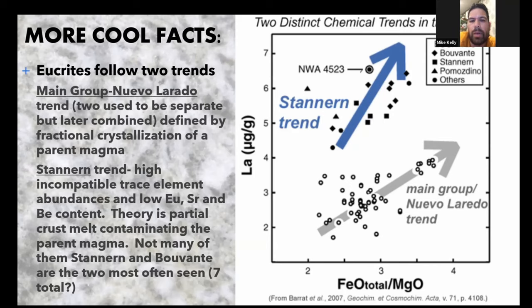So there are about seven of those that I've run across in research papers, and they don't play well with the other eucrites. And the two you'll find that come up every once in a while are Stannern and Bouvante.